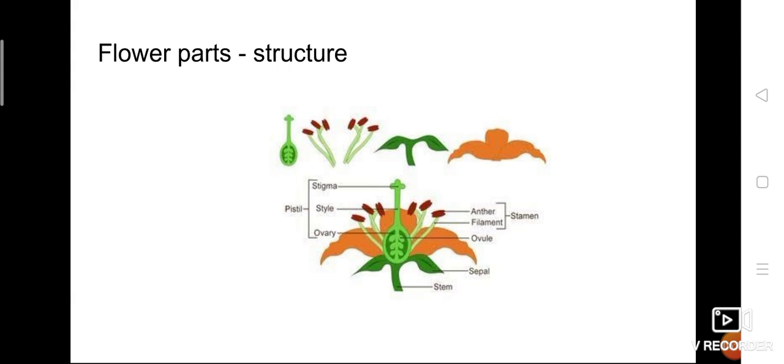Sex cells means what? Whether to classify it as male or female. We used to say boy or girl, isn't it? So for this classification, when the male gamete fuses with the female gamete, a new plant will be produced. Reproduction is nothing but the fusion of male gamete and female gamete. If both gametes fuse together, what is the result? A new plant will be produced.